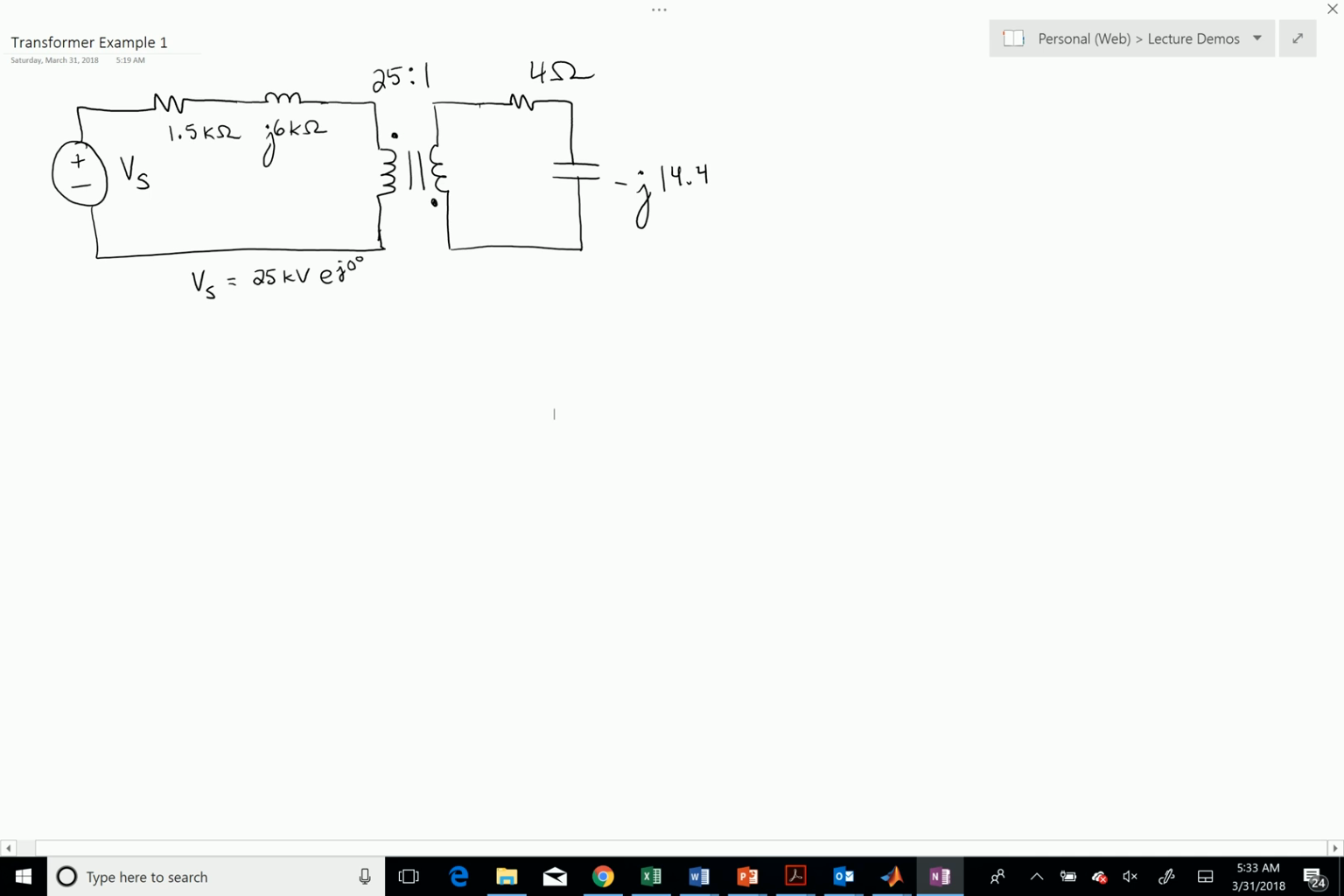So what I have is a pretty typical power systems type of problem where I have a source, Vs. I have it transmitting power, right? So I guess it's sourcing power, Vs is sourcing power to the load through this transformer. The source is connected to the transformer through a transmission line, which has some resistance and some inductance.